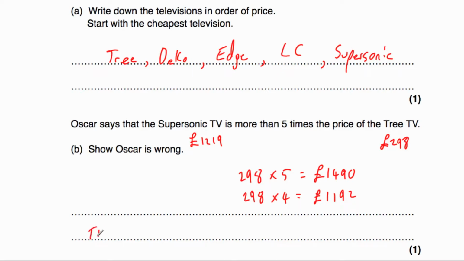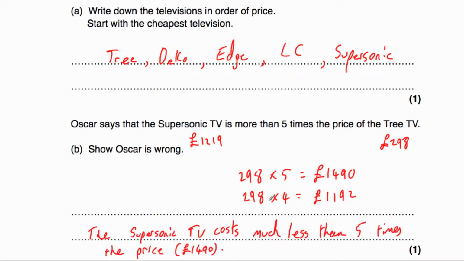So I've written that the supersonic TV costs much less than 5 times the price, which is £1,490. And that's it. Okay, let's have a look at our next question.